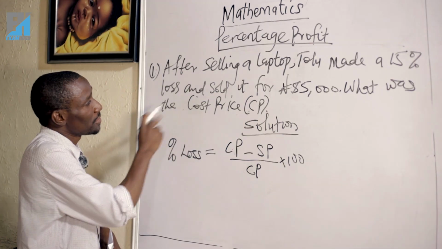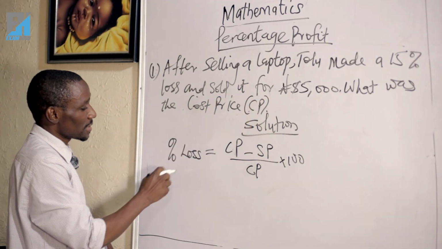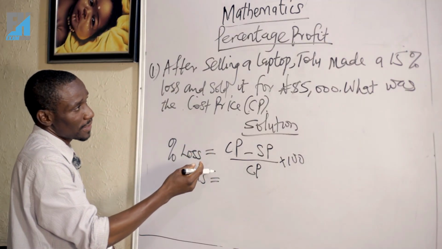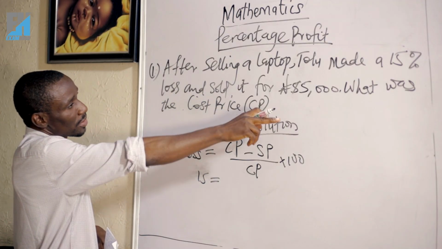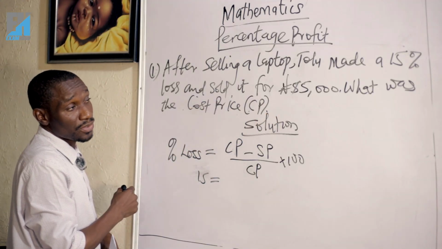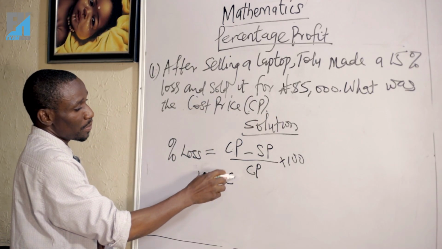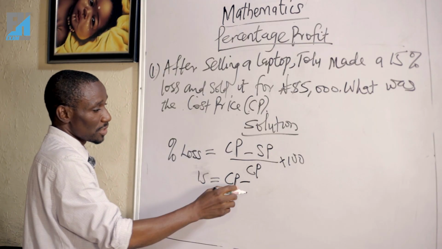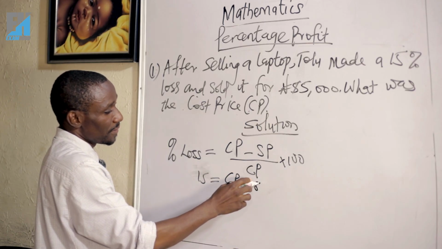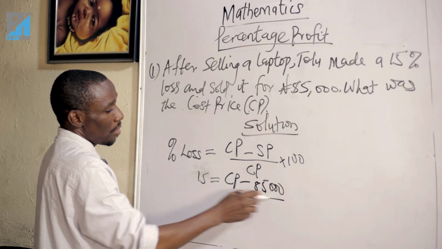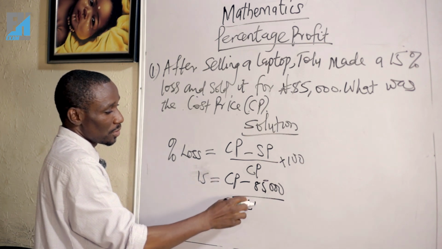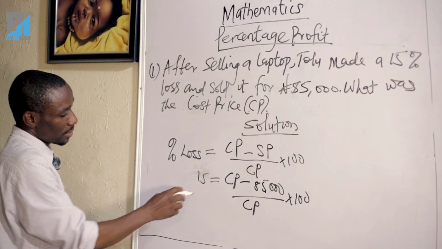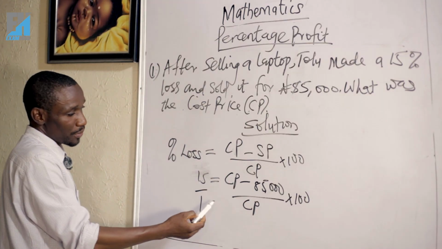The percentage loss has been given as 15%. So 15% is equal to the cost price, which is not known, minus the selling price, which is 85,000 naira, all over the cost price, times 100. From here, you are looking for the cost price.